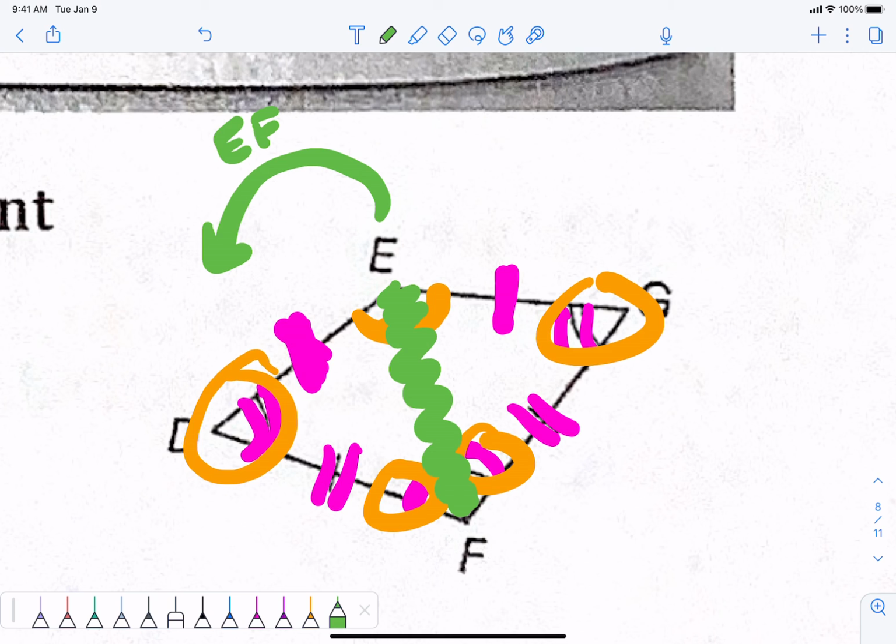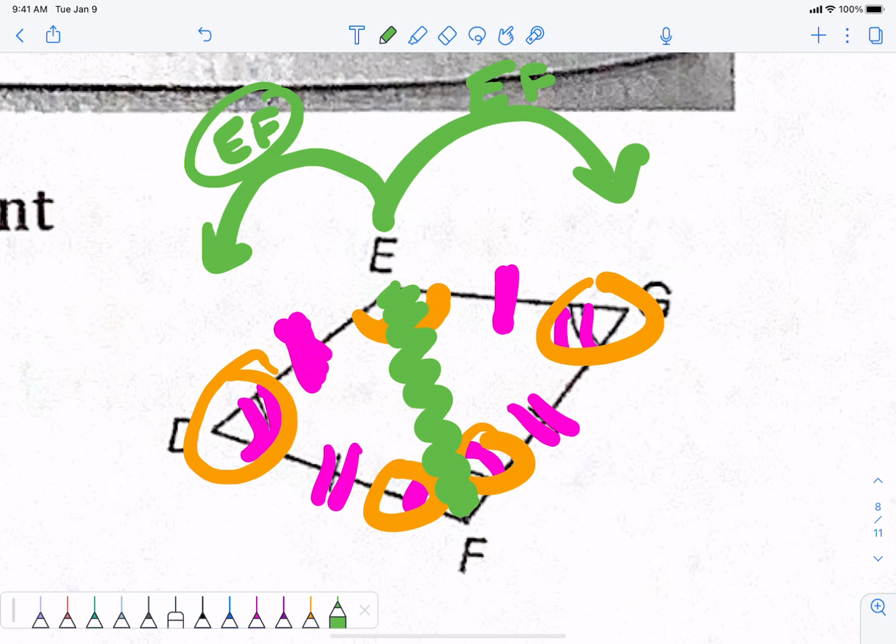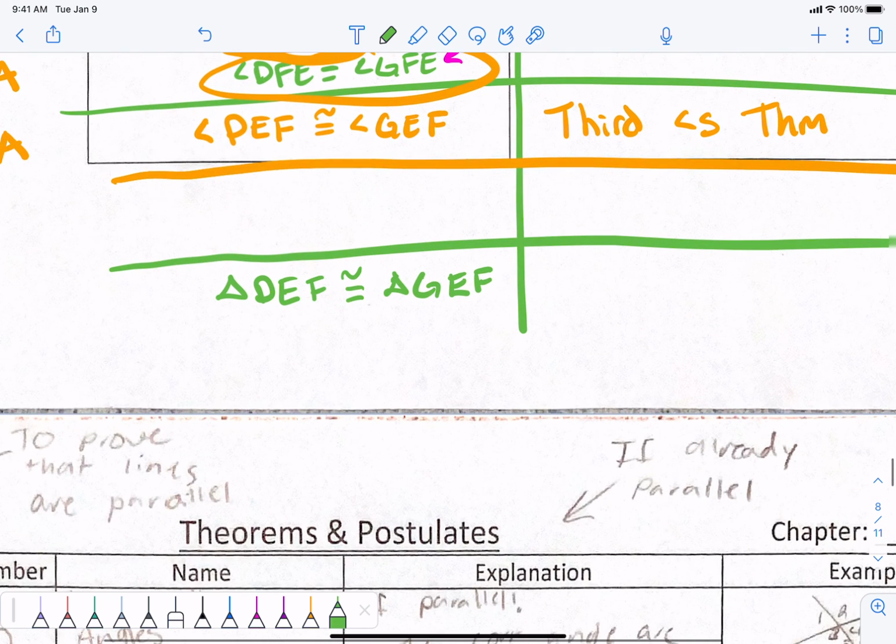We'll go in order. EF. They're saying EF for this triangle is the same as EF for this triangle. Well, they're the same length, right? They have to be the same length because it's the same side. That's where we use the reflexive property. When you have two triangles that are attached to each other, the reflexive property is what you use. So we're going to say EF is congruent to EF, by the reflexive property.